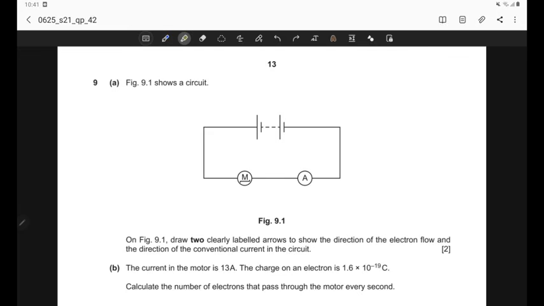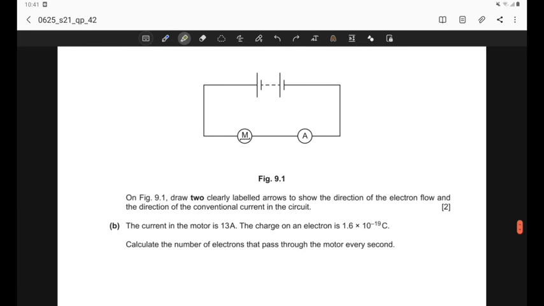Question 9 part A. Figure 9.1 shows a circuit. On figure 9.1, draw two clearly labeled arrows to show the direction of the electron flow and the direction of the conventional current in the circuit. So first we can show the direction of the electron flow.